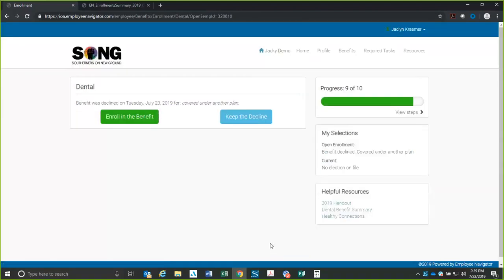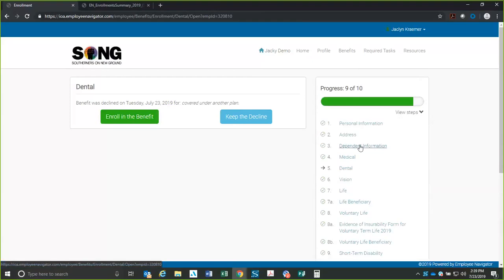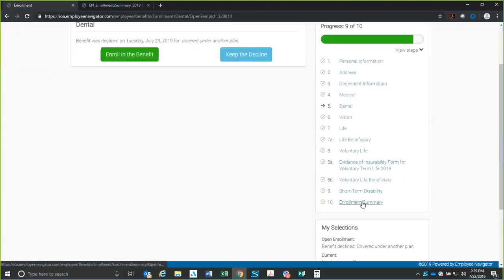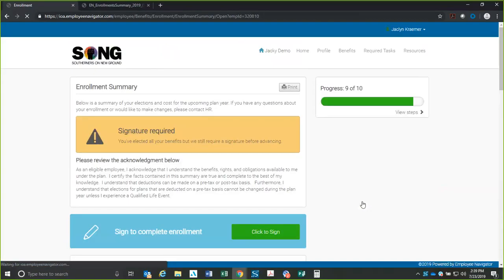And now that I've gone back and made a change, I do need to go back down to the enrollment summary. See how I've got this little yellow marker instead of green check marks? Because I've made a change and I haven't accepted that change. So if you go through everything and you click the end, but you make a change, you have to do the clicking the end one more time.